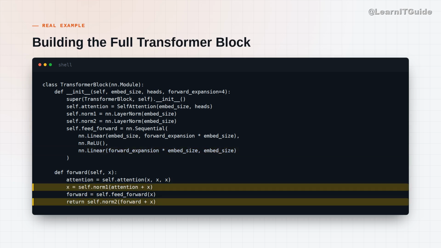Also, observe the skip connections or residual connections where we add the original input to the output. This prevents the vanishing gradient problem in deep networks. That is exactly how senior engineers design these blocks.